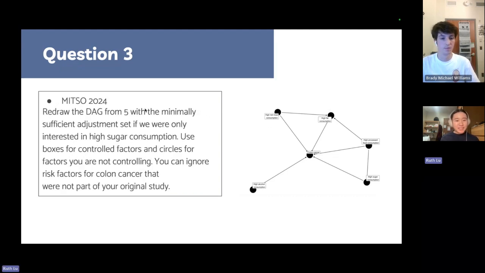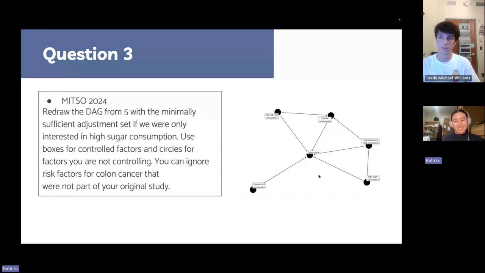Redraw the DAG with the minimally sufficient adjustment set. For this question, we were only interested in high sugar consumption. Use boxes for controlled factors and circles for factors you are not controlling. You can ignore the risk factors of colon cancer that were not part of your original study.